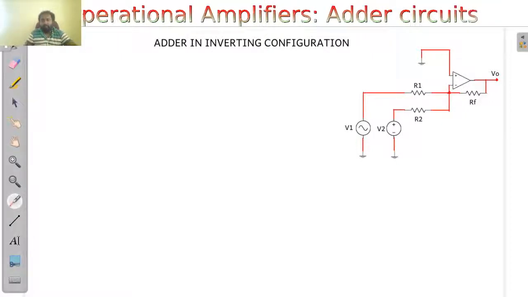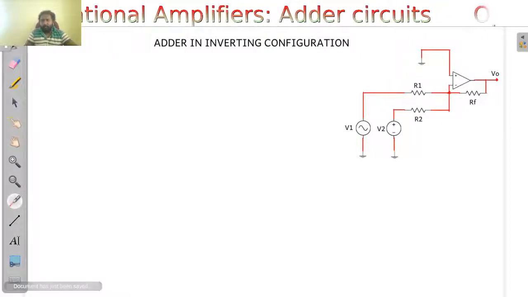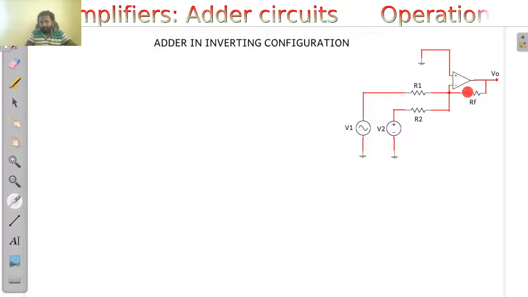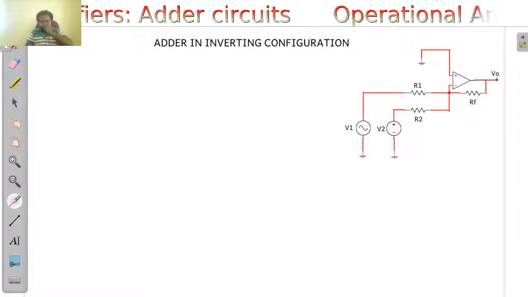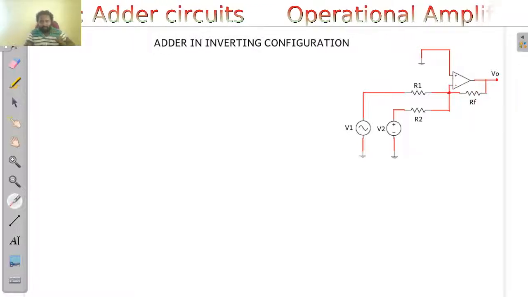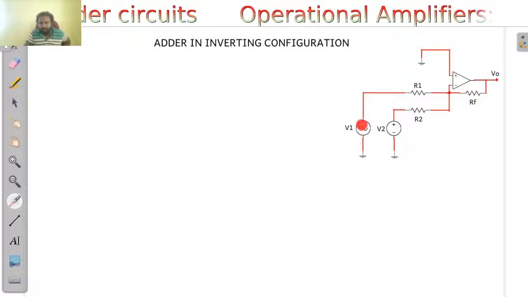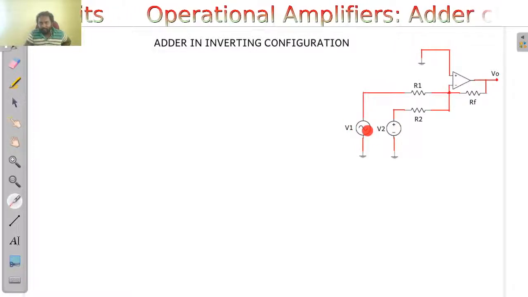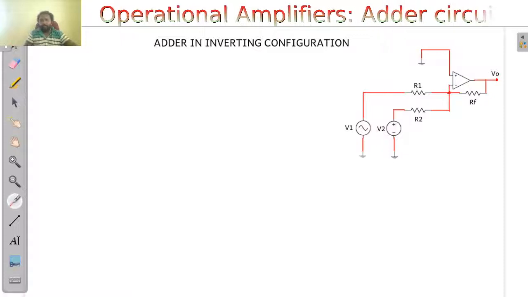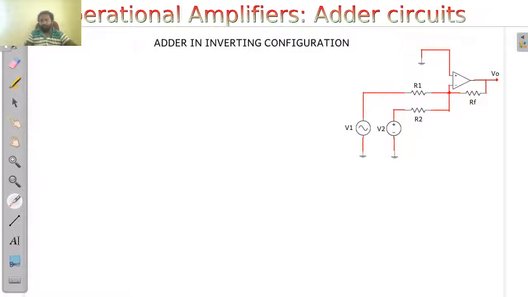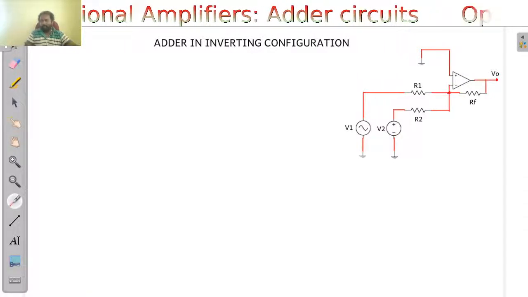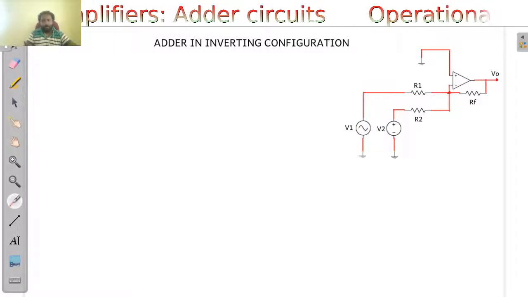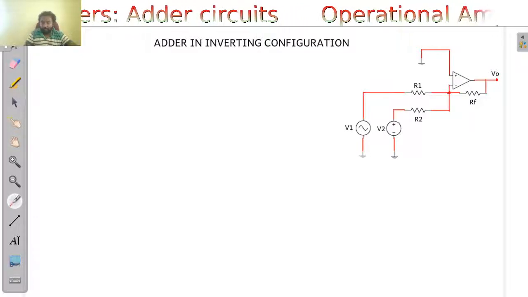Now this is an adder in inverting configuration. You can identify it easily because the inputs are given to the inverting terminal. The feedback resistance is there. One input is a DC signal, the other one is an AC signal. It's not a matter, because you are just adding two voltages. Whether it be AC or DC, it doesn't matter. You can put both as DC voltages, or both as AC voltages, or either of them can be AC or DC.